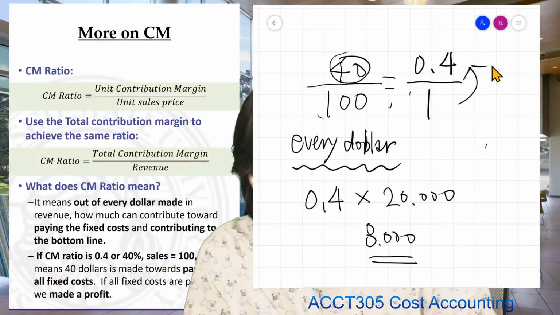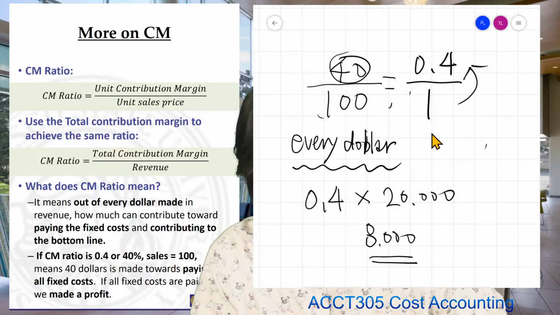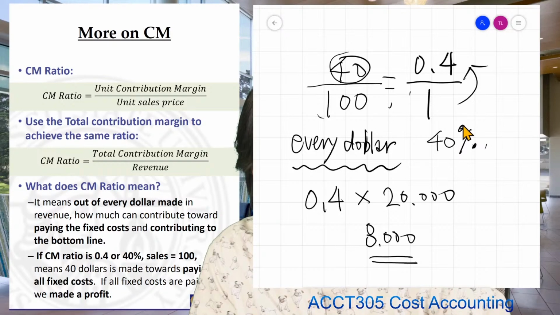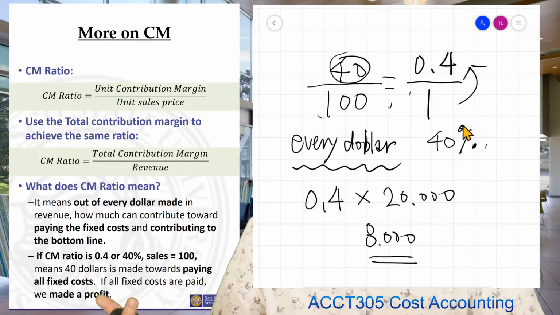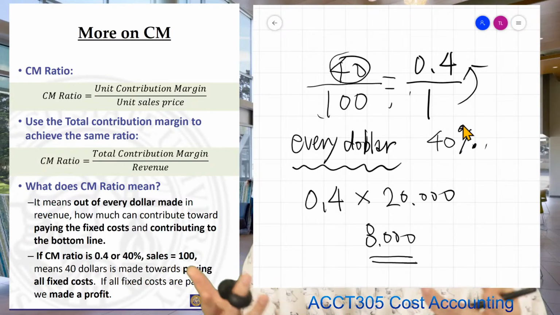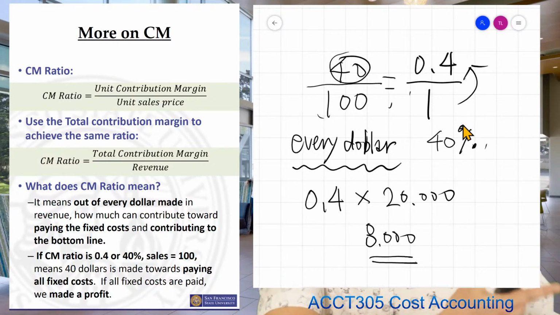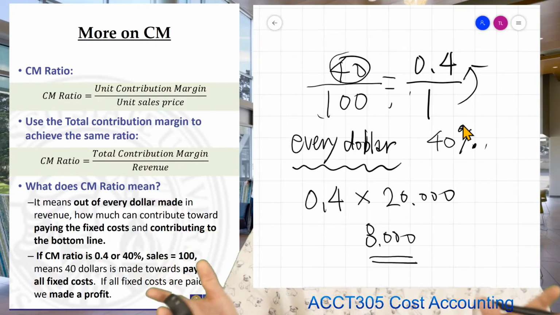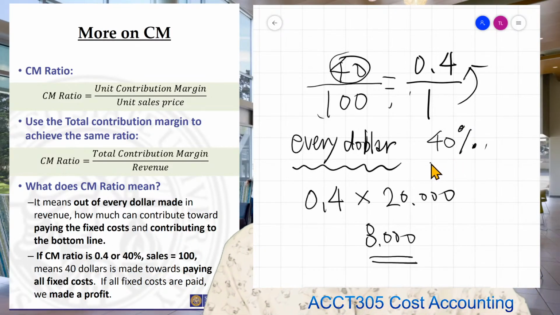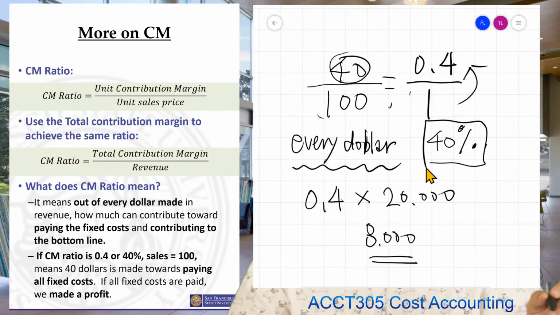So if you write in percentage form, 0.4 is how many percent? 40, right? So what does percentage form mean? So 40% of our revenue can be used towards paying the fixed cost because all the variable costs have already been accounted for, right? So that's what percentage form means.